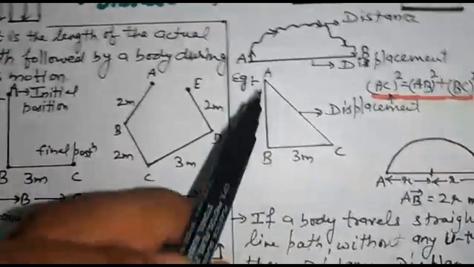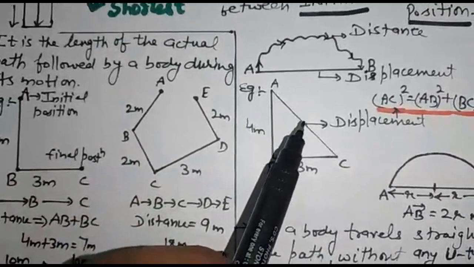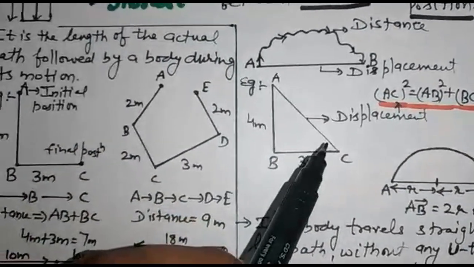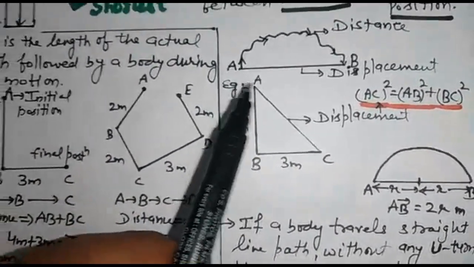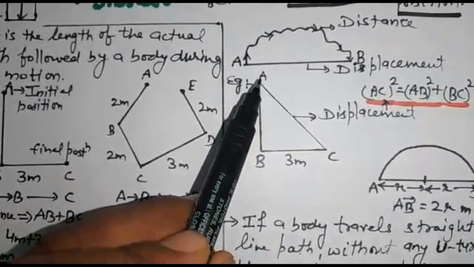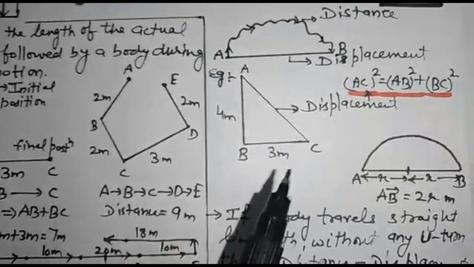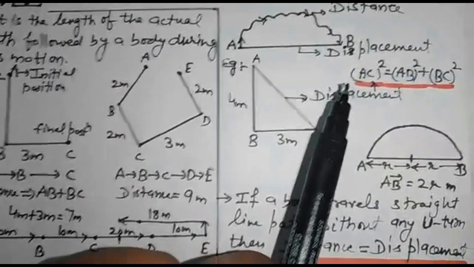Now this is like a triangle, so I can easily calculate the value of AC. How can I calculate? This is a right angle triangle. So AC square is equal to AB square plus BC square, and I can easily calculate this value.